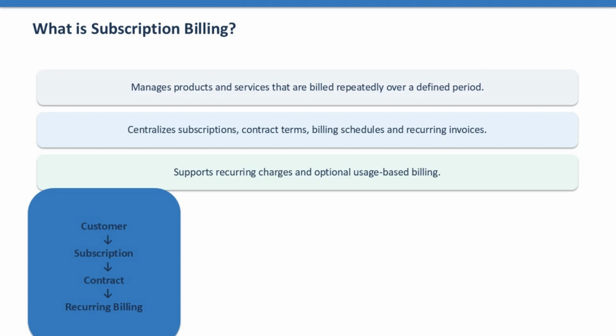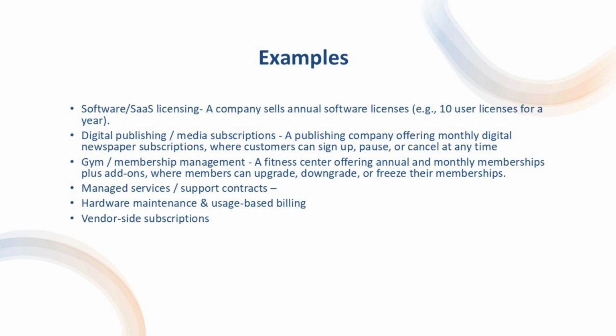Let's see some examples where we can use this. First, software licensing firms: a company sells annual software licenses, like 10 user licenses for a year. You can see the Business Central licenses: we have Essential, Premium, and Team Member licenses. If we are selling them, our customers may subscribe to us, and based on that, we will bill the customer through our billing platform.